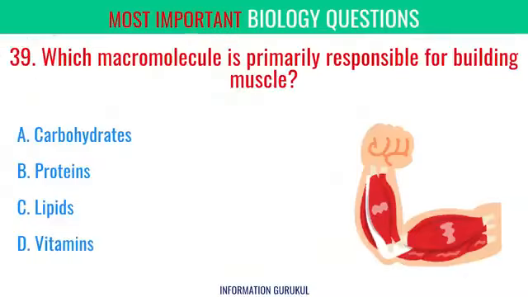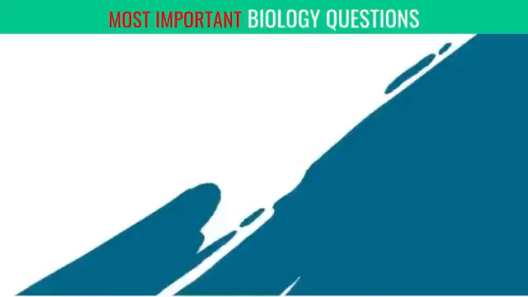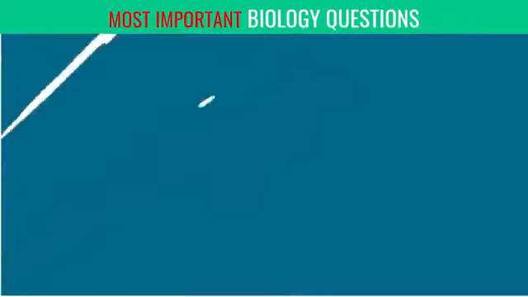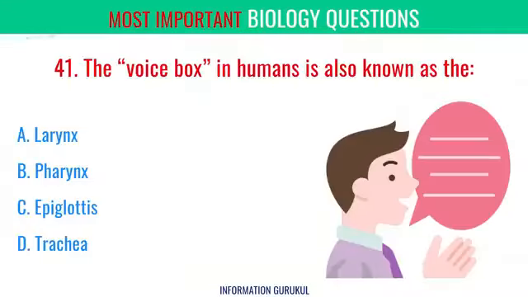Which macromolecule is primarily responsible for building muscle? Proteins. What is the normal body temperature in Celsius? 37 degrees Celsius. The voice box in humans is also known as the larynx.